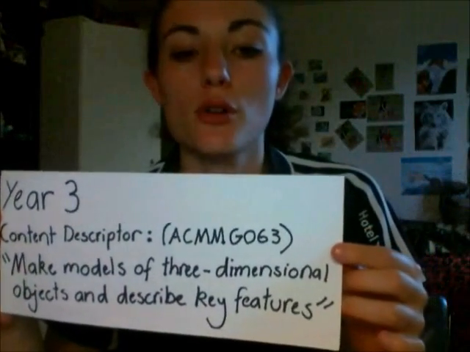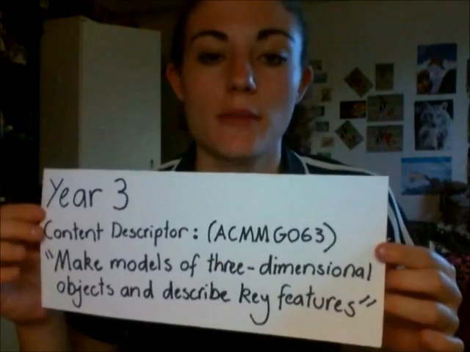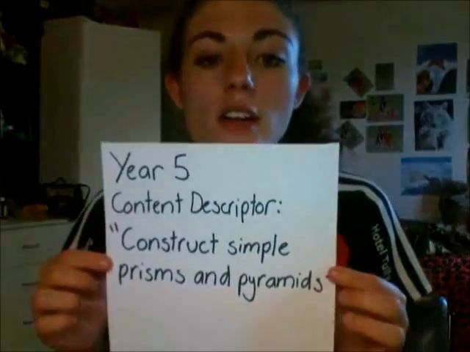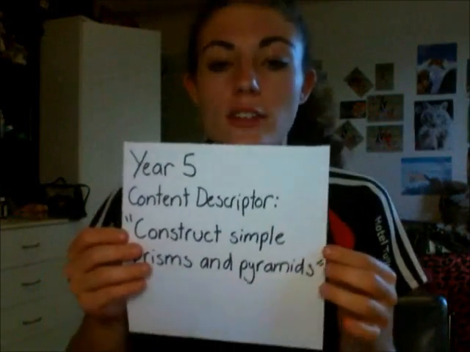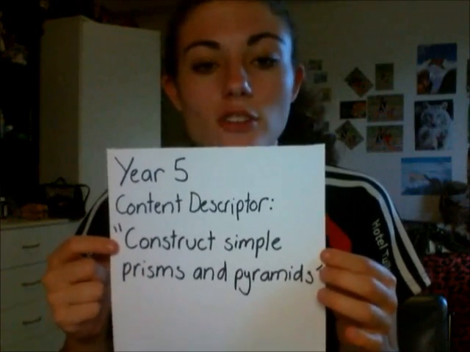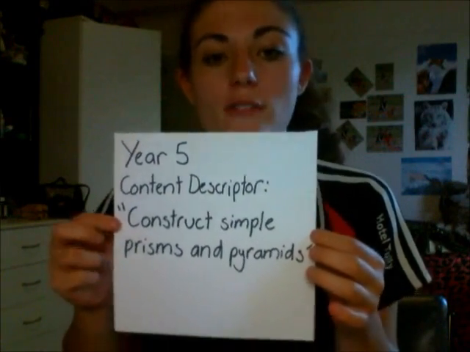The year level I'll be focusing on today is Year 3, and the content descriptor in focus is: make models of three-dimensional objects and describe key features. The focus of this descriptor does not feature in Year 3 alone, however. Year 5 Mathematics also has a similar content descriptor: construct simple prisms and pyramids. So the activity that I'm going to propose can be adjusted in difficulty to suit a Year 5 level.